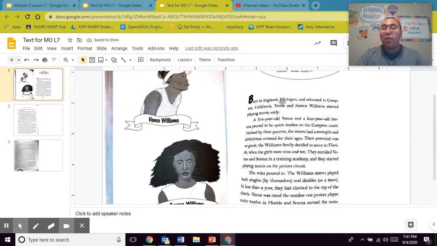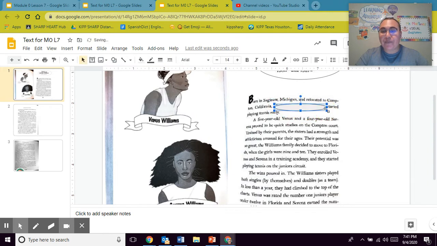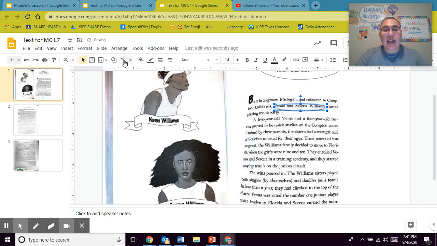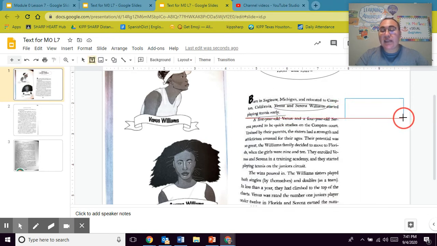So here we go, paragraph 1. Born in Saginaw, Michigan, and relocated to Compton, Florida, Venus and Serena Williams started playing tennis early. So what's important here? I see some nouns, some people. They're talking about Venus and Serena. Transparent. And it's saying that they played tennis early. So I think this paragraph is about Venus and Serena and how they started playing tennis young.